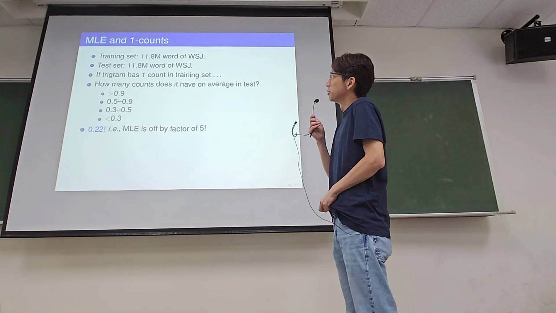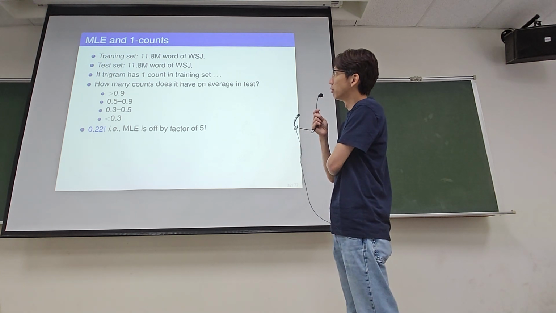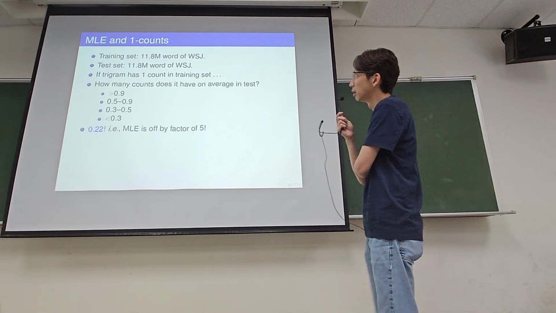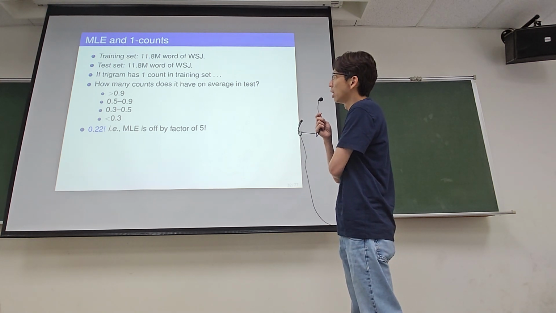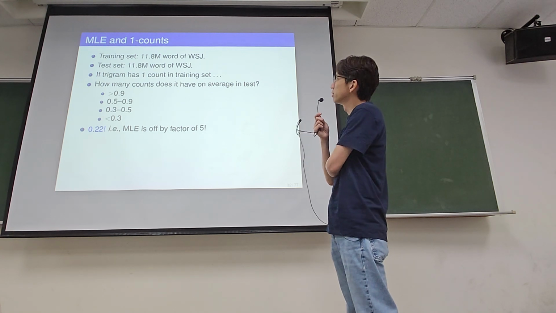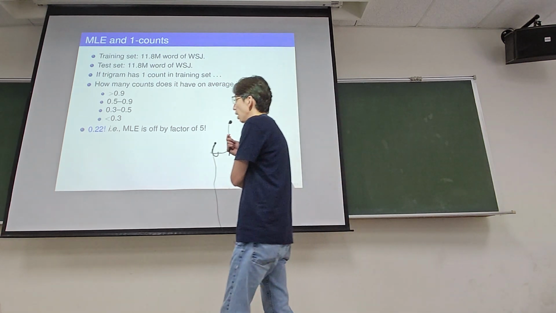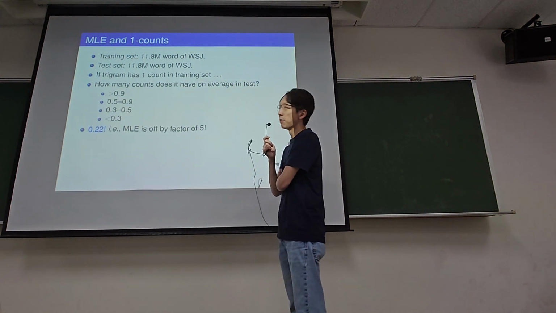Okay, so we'll start doing some stuff. Training set, again, repeat. It's from the Wall Street Journal, 11.8 million words. The test set is also 11.8 million words of Wall Street Journal. So let's assume a trigram has one count in the training set. How many counts does it have on average in the test set? That's 0.22. So the MLE is off by a factor of 5.